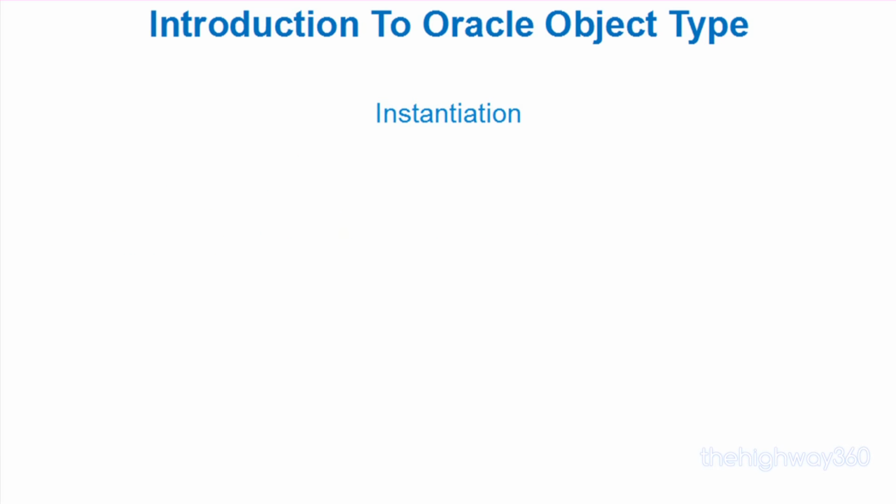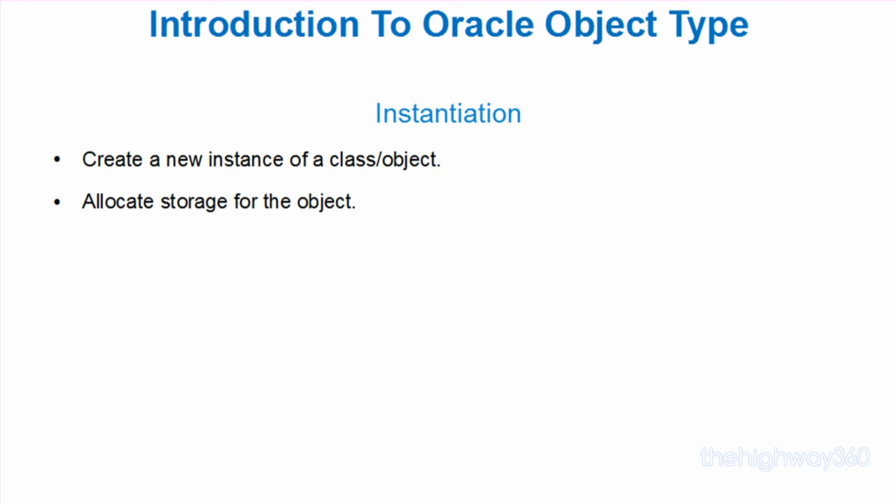Instantiation. What is instantiation? It means you create a new instance of the object or the class. What it does is allocate the storage for the object. That's why if you try to use the object before it is instantiated, it will fail, because it hasn't got the storage for it yet.